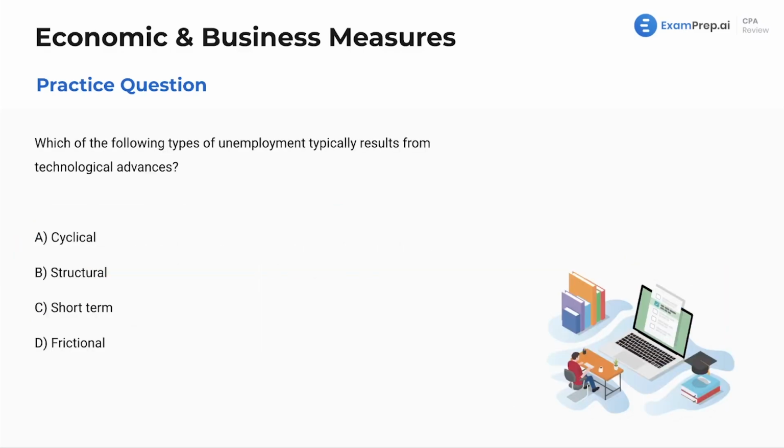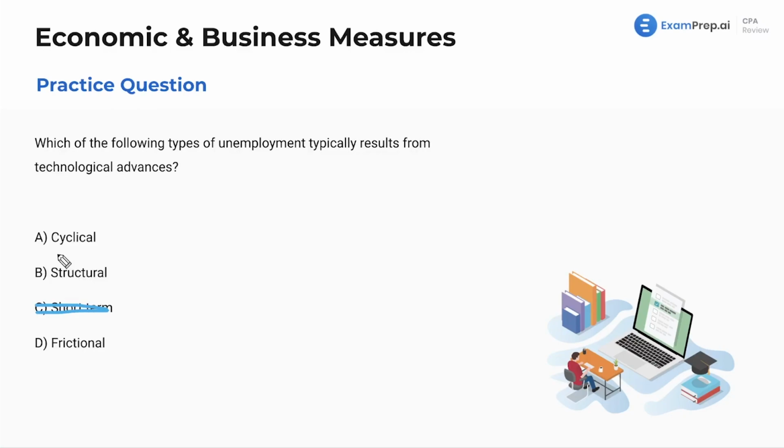Last up here, which of the following types of unemployment typically results from technological advances? I'm just going to go through them all and tell you which refer to which type of unemployment. Now, first off, I just want to say short-term unemployment, it's not really a thing. I mean, it is a real term, right? Short-term unemployment. I mean, if we have unemployment for 3 months of the year for a certain reason, sure, that would be short-term unemployment, but that's not an official type of unemployment we're going to be talking about in our exam here.